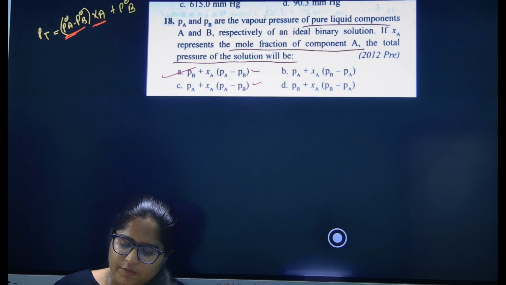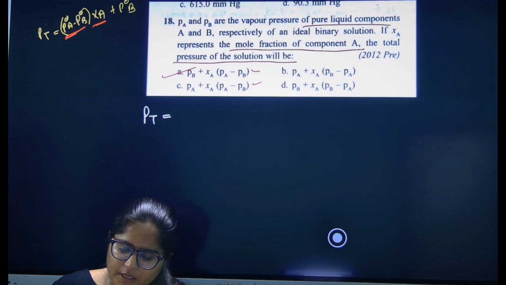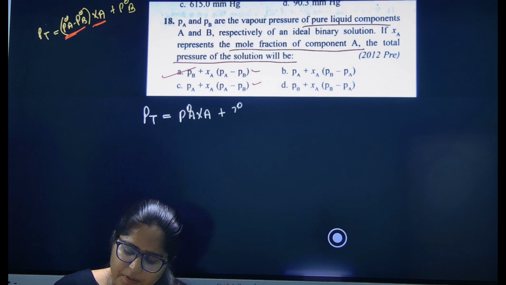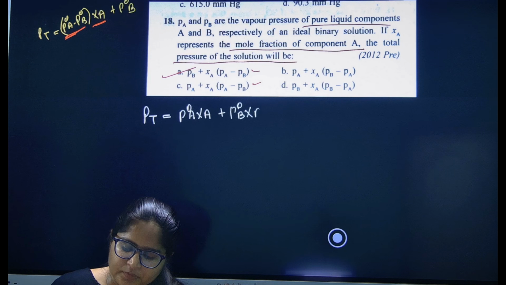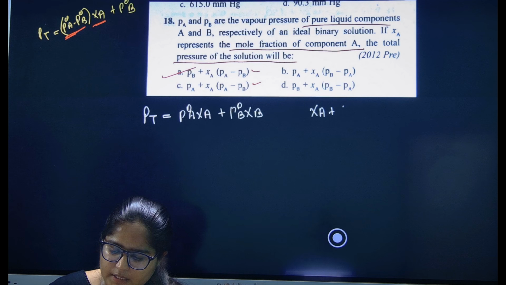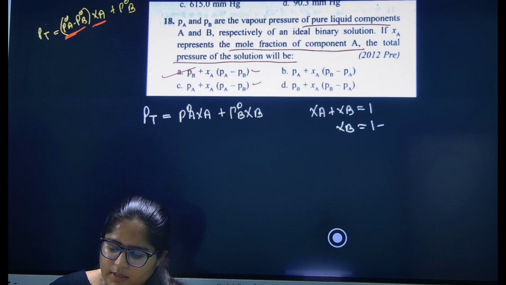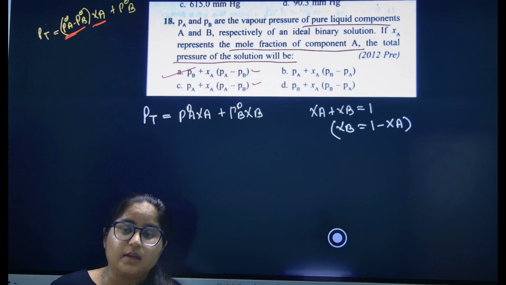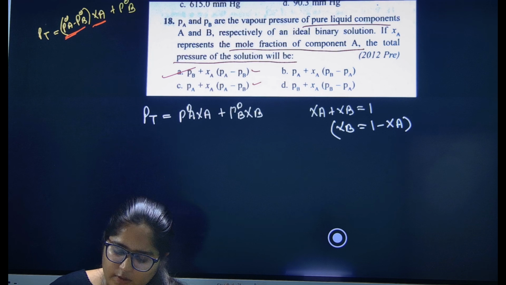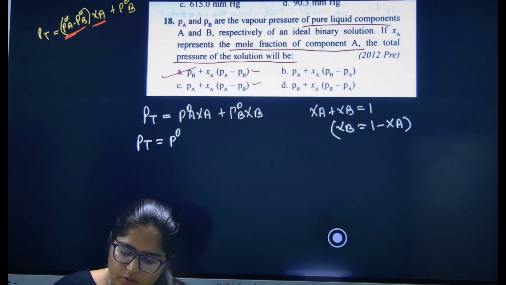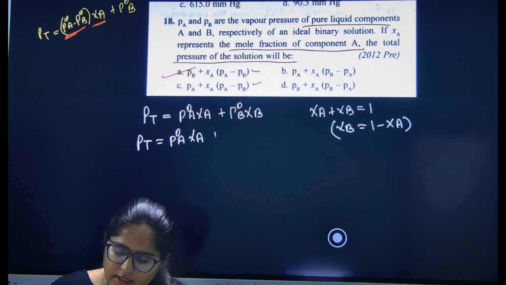Okay, how to derive? We know Raoult's law: PT equal to P naught A XA plus P naught B XB. Now we know XA plus XB equal to 1. We have to replace XB with 1 minus XA because the question is asking in terms of XA only. Now I will replace it. So PT equal to P naught A XA plus P naught B (1 minus XA).